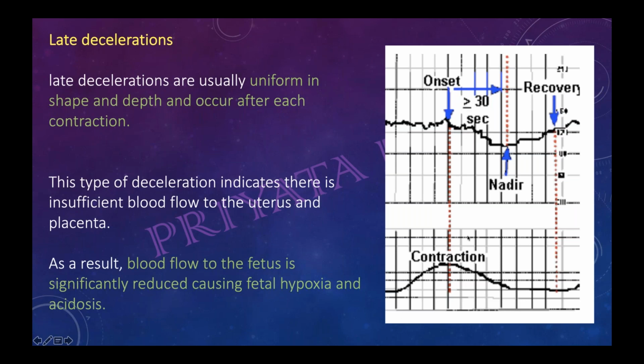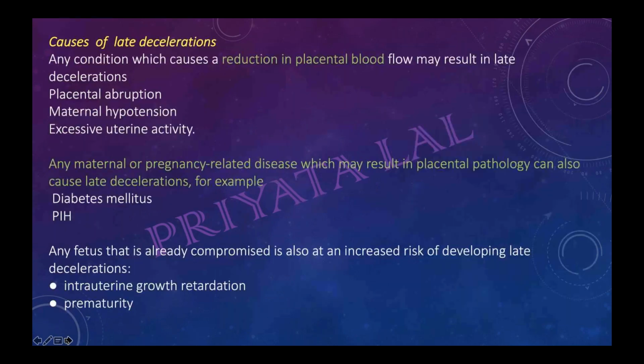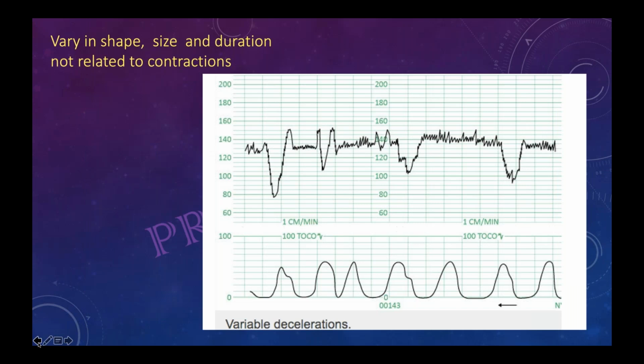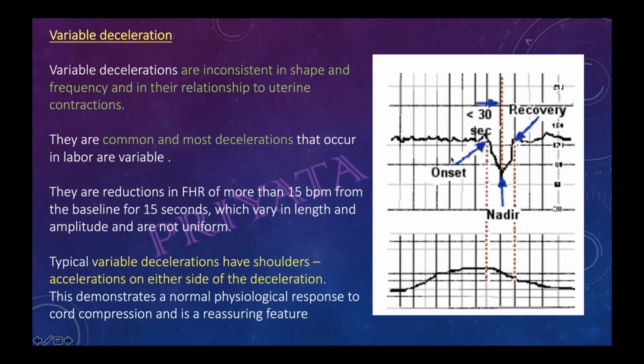So in early deceleration, this part was less than 30 seconds, but in other types of deceleration, it is more than 30 seconds. Okay, so this is late deceleration. Variable is less than 30 seconds; the other two are more than or equal to 30 seconds.